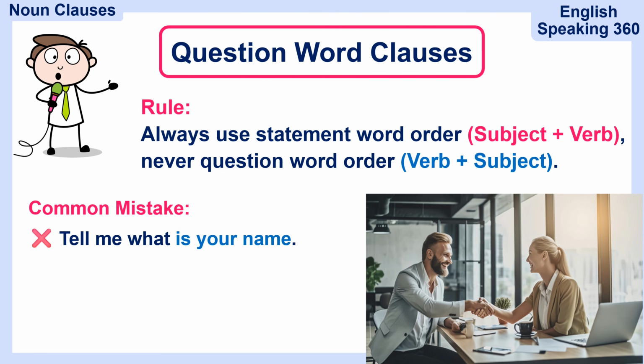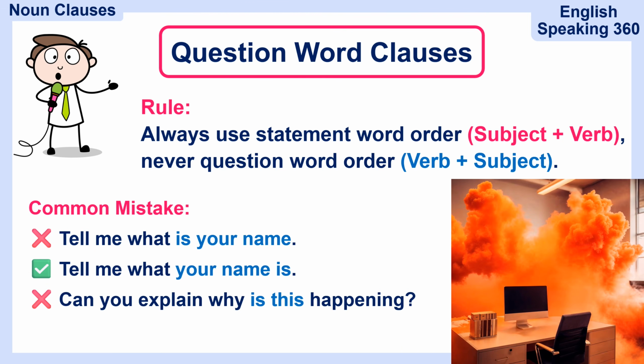The right sentence is, tell me what your name is. You see here, your name is the subject, is the verb. That is the statement word order. Tell me what is your name. Is the verb and your name is the subject, and that is the question word order. You cannot use the question word order with WH clauses.